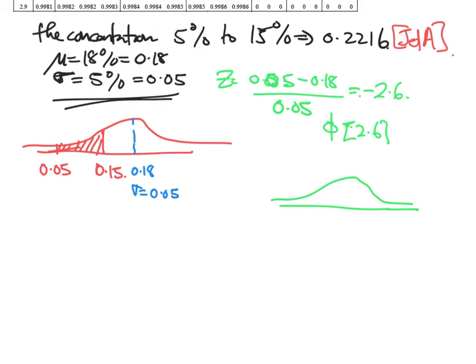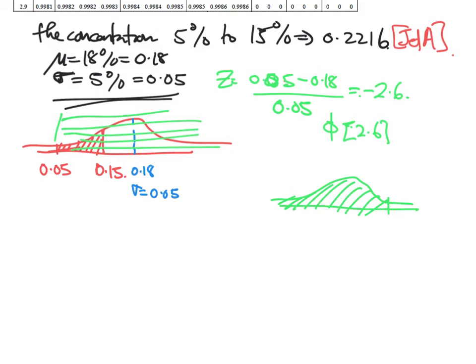So 2.6, 0.9953 will be the huge area over here. But since the normal distribution is symmetrical, the area it covers can be switched to the right hand side. It's the same thing because it's symmetrical. So 0.9953.